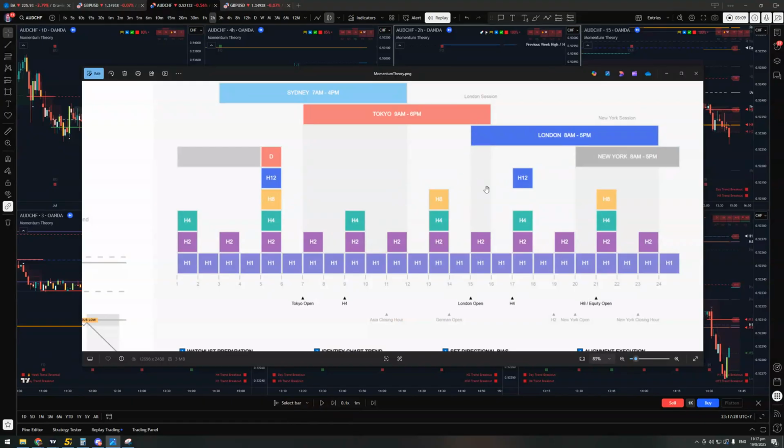So if I don't take a trade here, or if I don't see anything, or if it sets up and I don't take it, or if it doesn't set up, then I wait for the next influx of volume, which is the H12, H4, and H2 open. So most of the time, I'm focused on the H4 at this time.